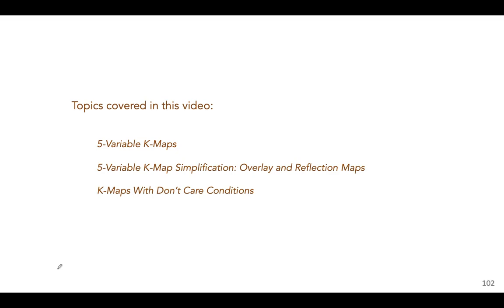All right, so that's it for this video. Just a quick recap. We talked about 5-variable K-maps, and we saw how 5-variable K-maps can be simplified. We also took a look at overlay and reflection maps. We saw how they are different from one another. We saw how they can be simplified. And then we talked about don't care conditions, and we saw how don't care conditions are dealt with when they arise within K-maps.